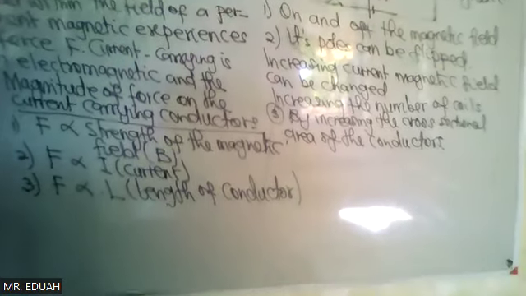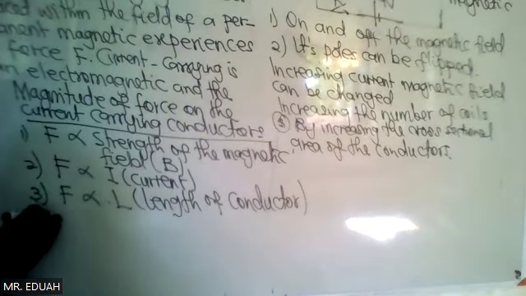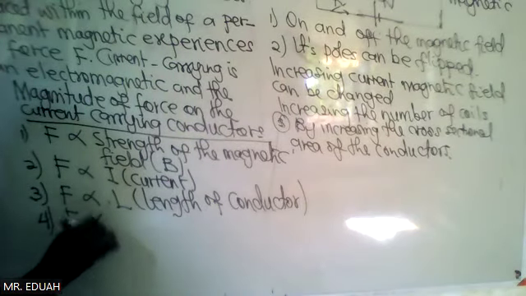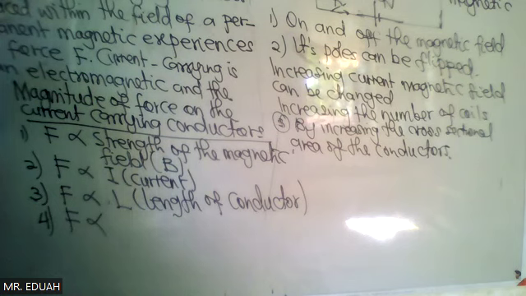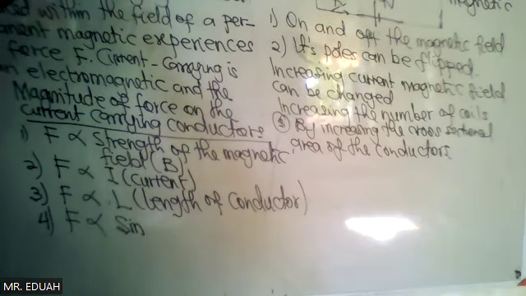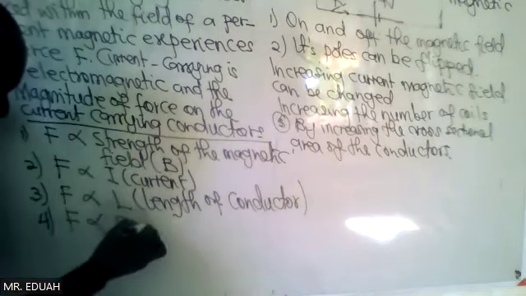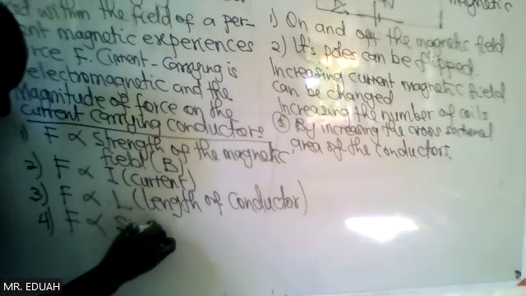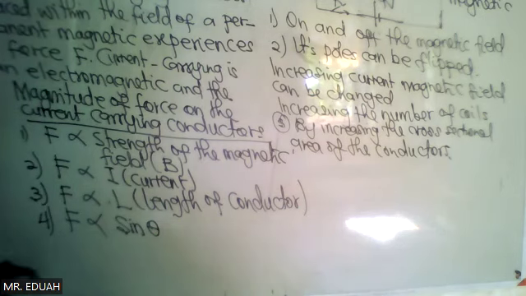And lastly, the magnitude of the force experienced by the conductor is also directly proportional to the sine of the angle theta between the magnetic field and the conductor. So these are the factors on which the magnitude of the force on the current carrying conductor depends.